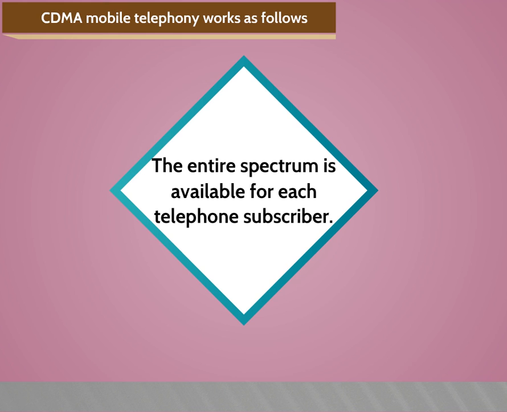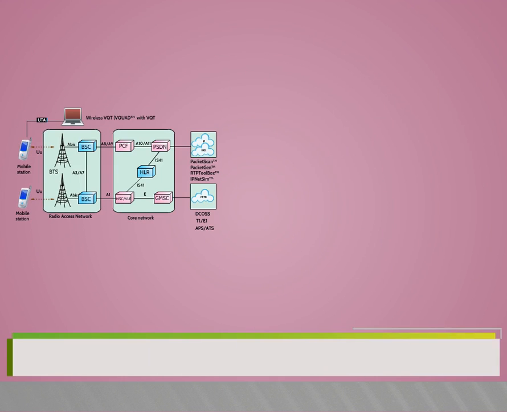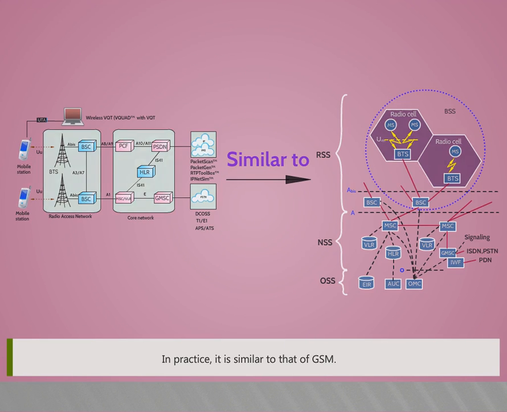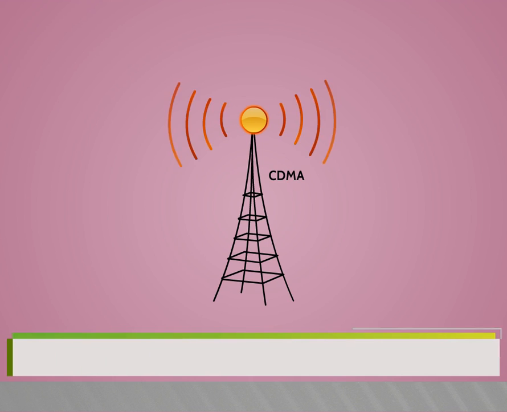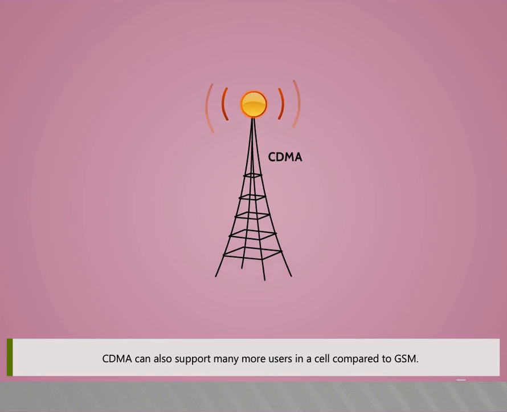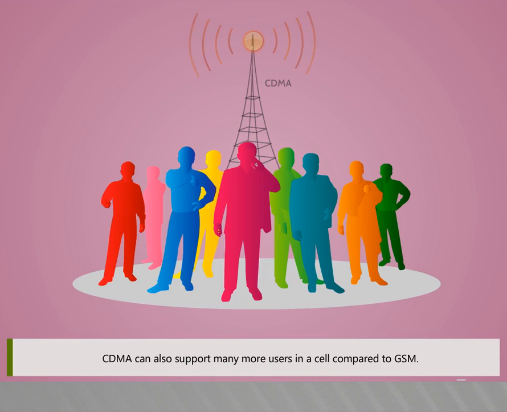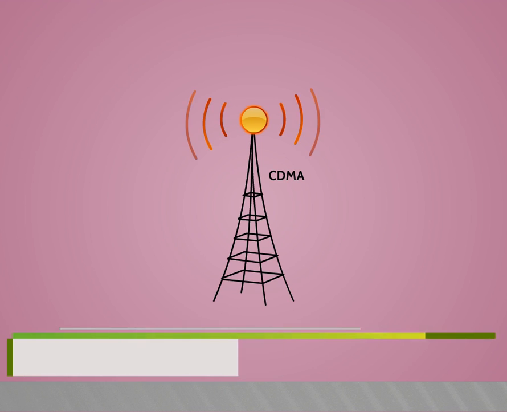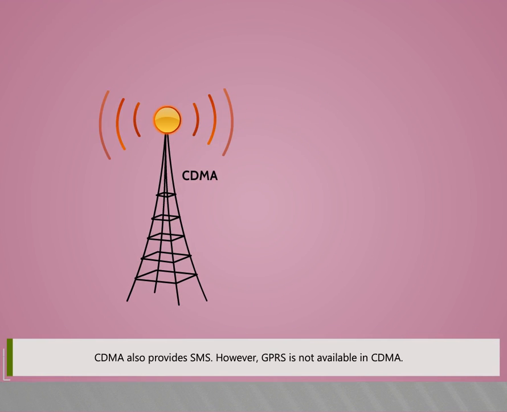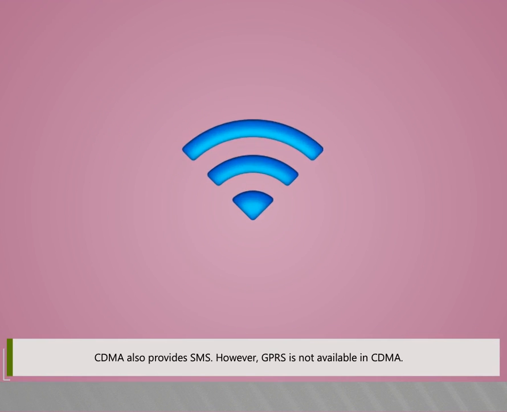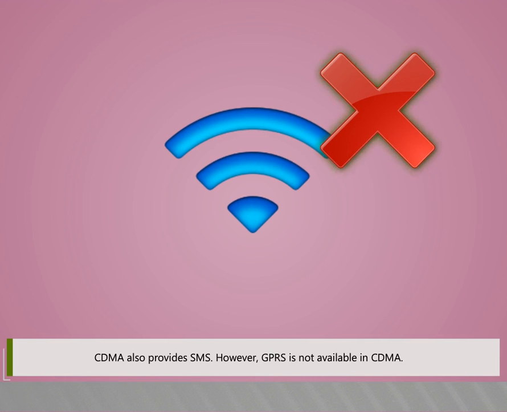The entire spectrum is available for each telephone subscriber. In practice, it is similar to that of GSM. CDMA can also support many more users in a cell compared to GSM. CDMA also provides SMS, however GPRS is not available in CDMA.